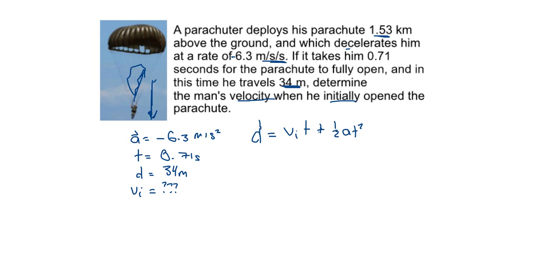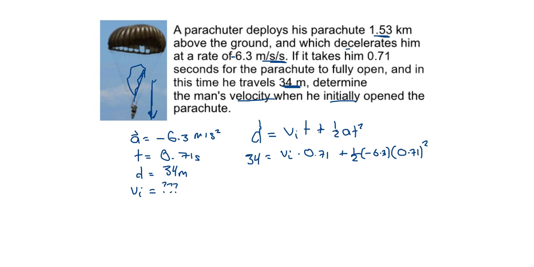So anyways, here's where you have two main ways of doing this. You could plug some numbers in. You could plug in that distance is 34. Velocity initial is what we're looking for. It needs to get multiplied by 0.71. Then you can add to it 1/2 of your acceleration, which is negative 6.3, times your time, which was 0.71, a second time. And then you can just solve this using your algebra skills, but with numbers in place.